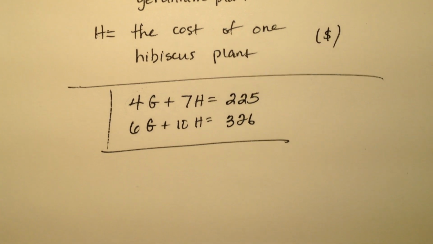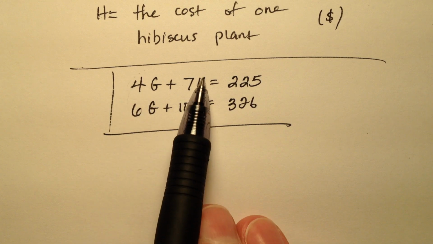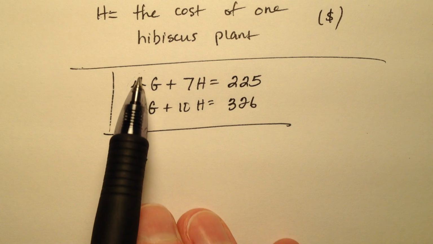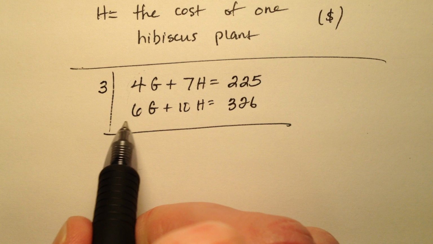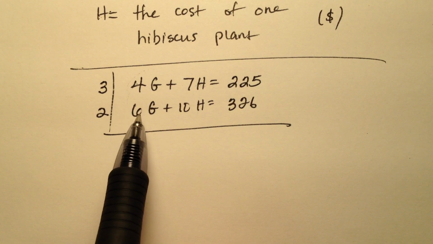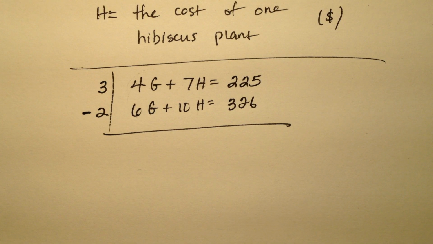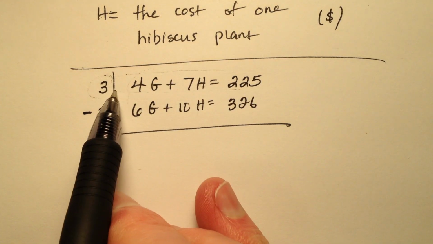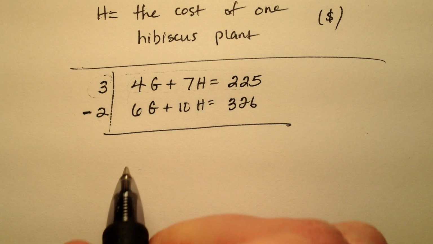Looks like I can use elimination on these, and G has coefficients that are a little smaller than H. So 4 and 6, well, I know the least common multiple of 4 and 6 is 12, so if I were to multiply the 4 by 3 and the 6 by 2, they each would be 12. But of course, one of these needs to be negative, so let's go ahead and make that 2 negative. And now let's take this 3 and run it through the first equation, and the negative 2 and run it through the second equation, and see what we have.